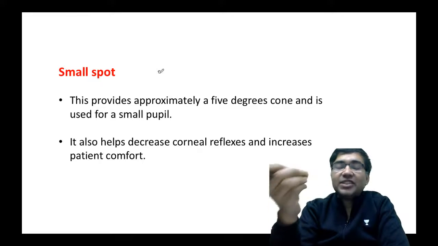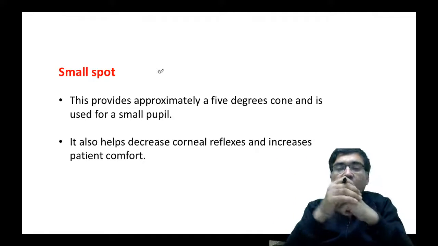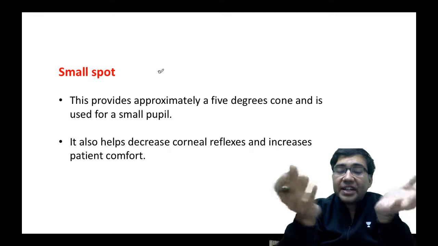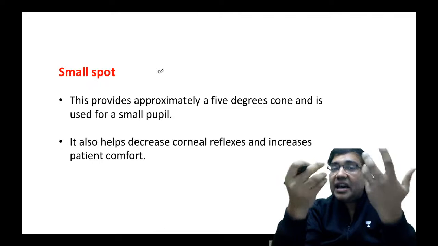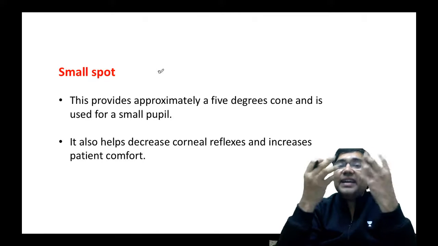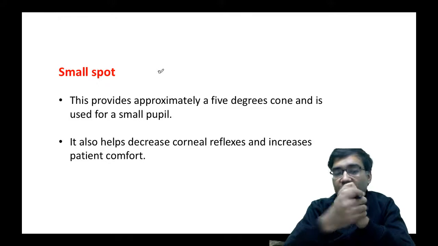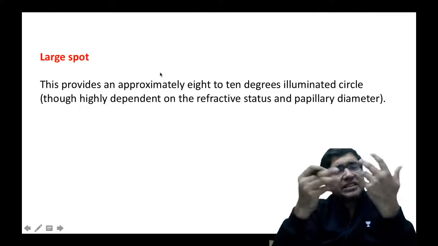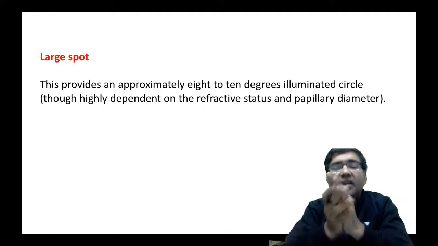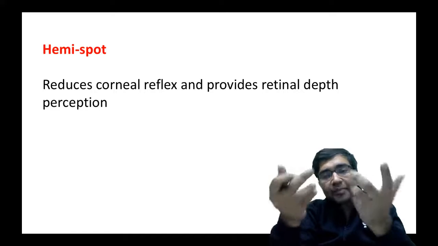So those patients who have a myotic pupil, myotic means small pupil, or if there are a lot of corneal reflexes like Purkinje images that avoid a good view of your retina, you can use this small spot. Then the large spot, which I told you is the conventional opening, gives you around 10 degrees of field.